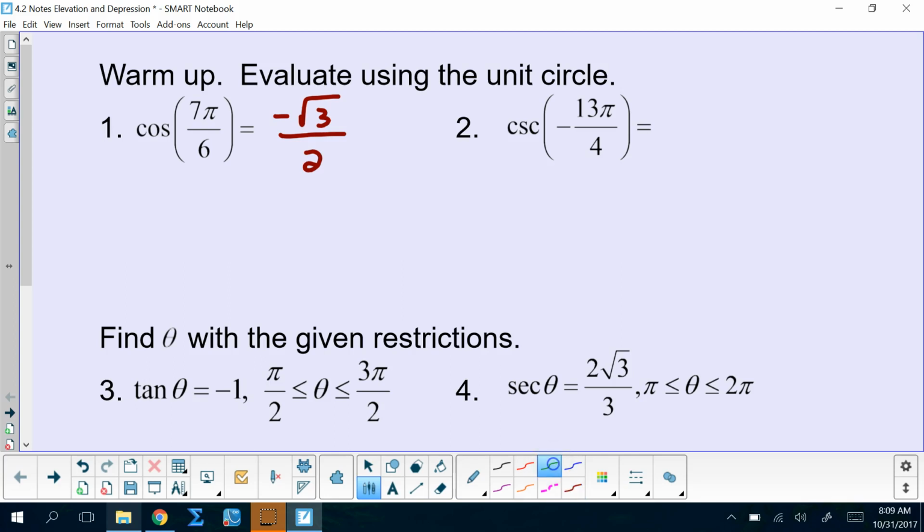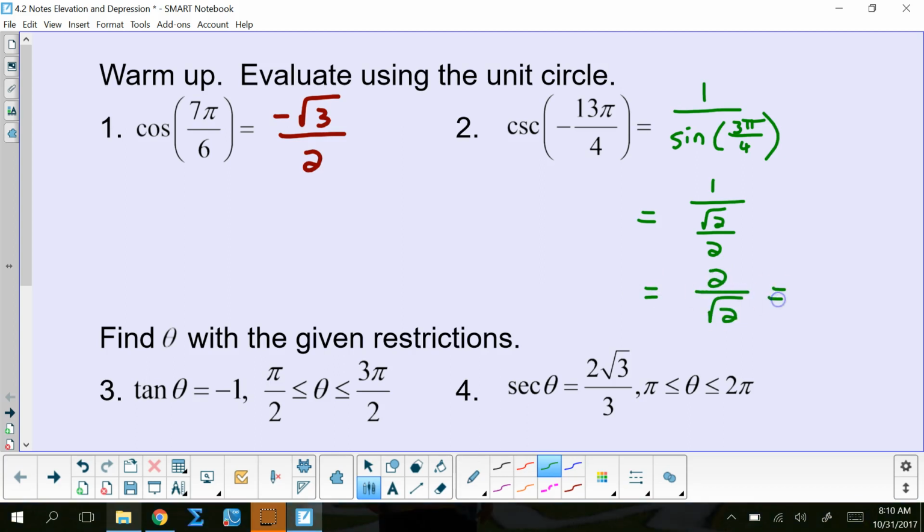Cosecant is what? 1 over sine, right? So this is really 1 over the sine of 3 pi over 4, correct? Then you just have to change your sign. So that's going to be 1 over root 2 over 2, so that's going to be 2 divided by the square root of 2, which is the square root of 2.